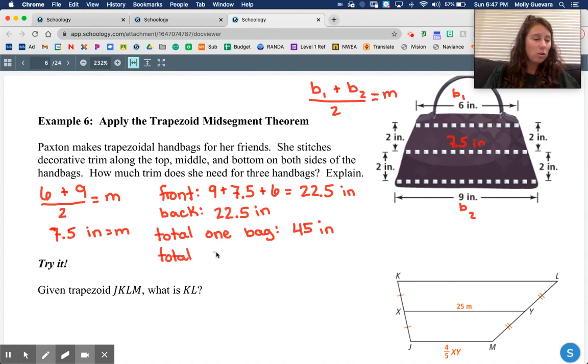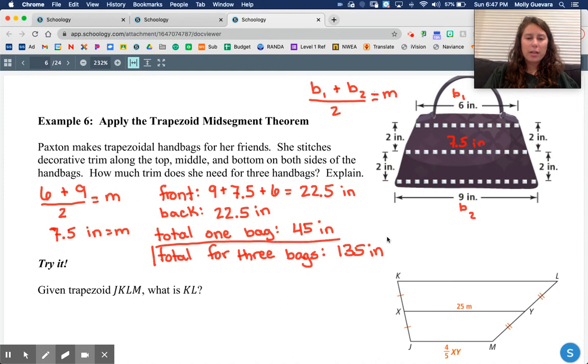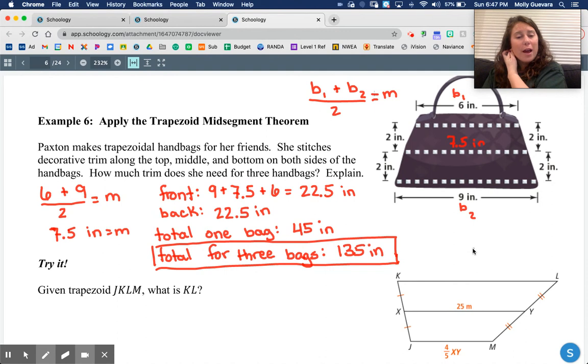So the total for 3 bags is just 45 times 3, which is 135 inches. And that is what they are trying to get after here. So really the only new math that we did here was the mid-segment theorem, where I took the top base plus the bottom base divided by 2, and that got me the mid-segment. We're going to do one more together, and then you guys are going to try one on your own.